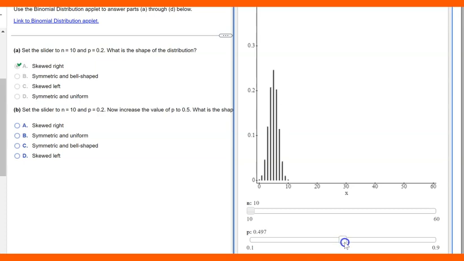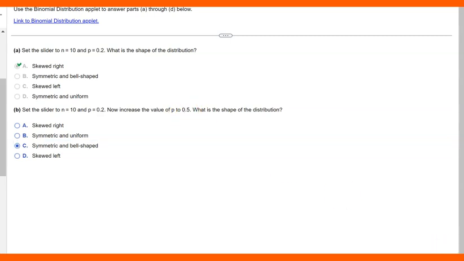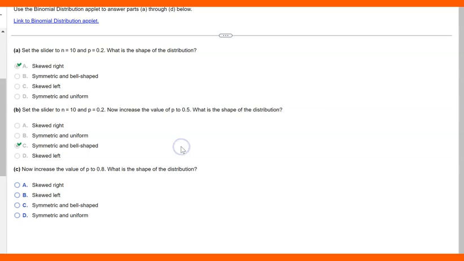And what happens? This is almost 0.50. Look at the distribution, what do you think? Look at these bars, all sides are similar. It's going to be a symmetric bell shape. Obviously you see that here. Remember that n is fixed, but you change the p value to 0.5. That's symmetric. And you go to the next question.